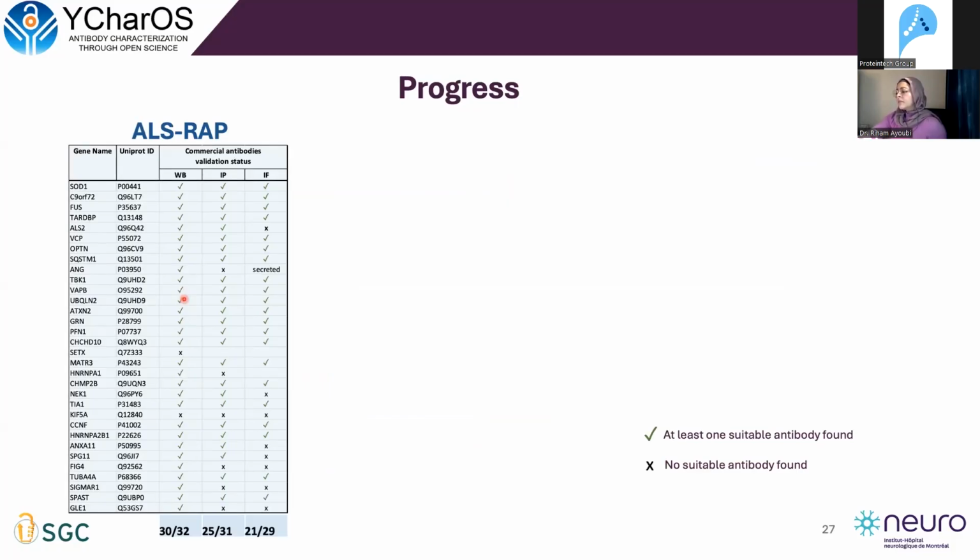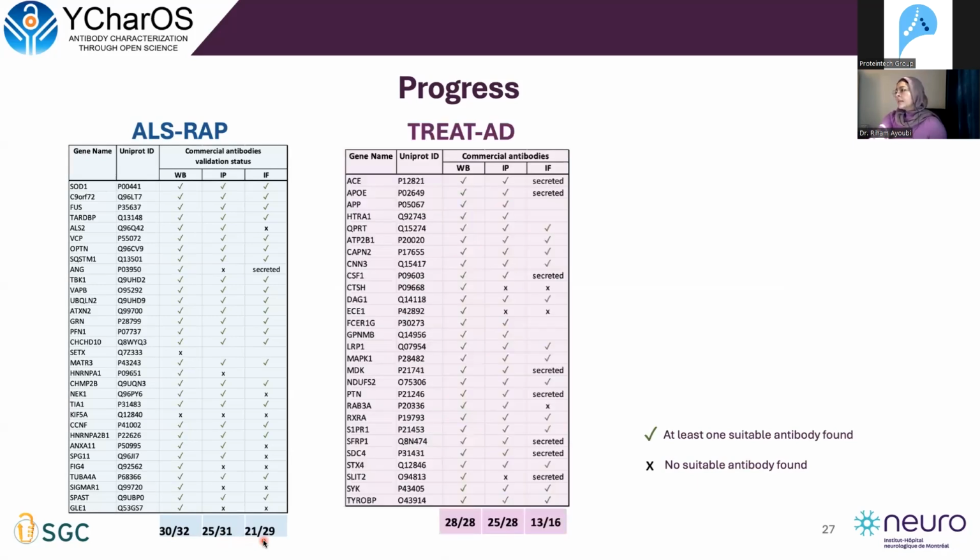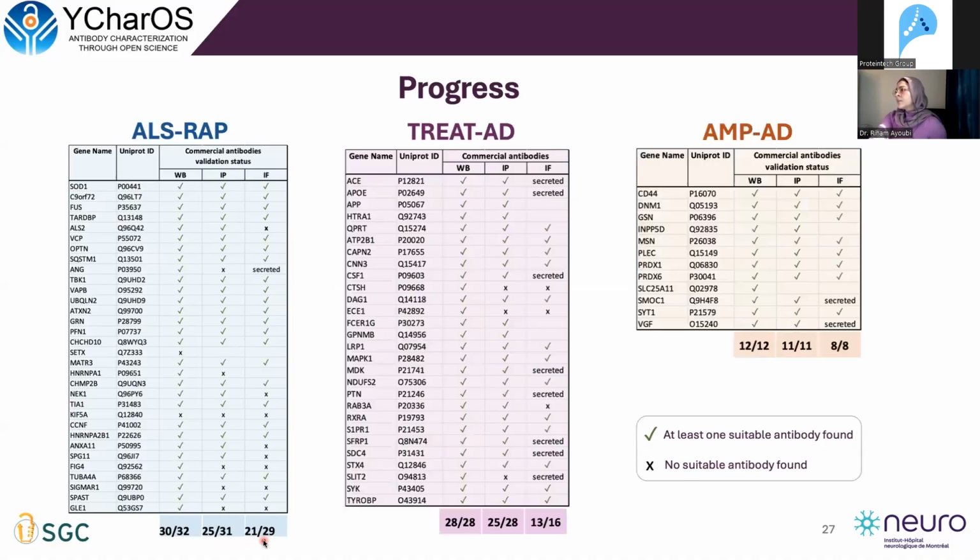This is an example for one of the very first projects that we worked on, called ALS-RAP. And you can see that, for example, in Western blot, we were able to identify at least one product for 30 out of 32 targets, 25 out of 31 targets in IP, and 21 out of 29 targets in IF. And the results are similar also for other projects like TreatAD and AMPAD, for example.